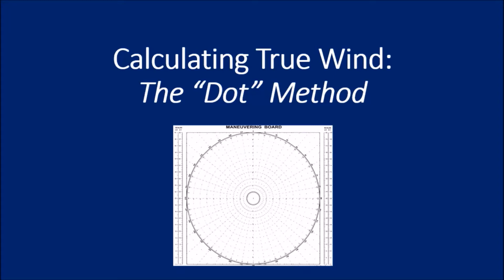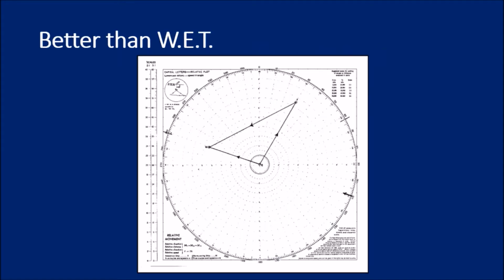Hello and welcome. Today we'll be learning how to calculate true wind using the dot method. Calculating true wind is one of the first functions we learn how to complete on maneuvering boards. Traditionally, the "what" method is taught. Today, I'll be teaching you the dot method. Why? Because it is better than "what."